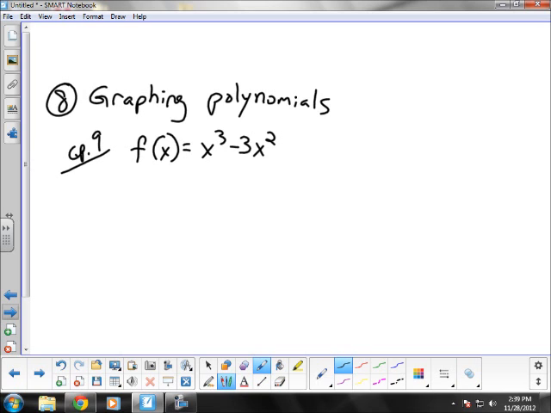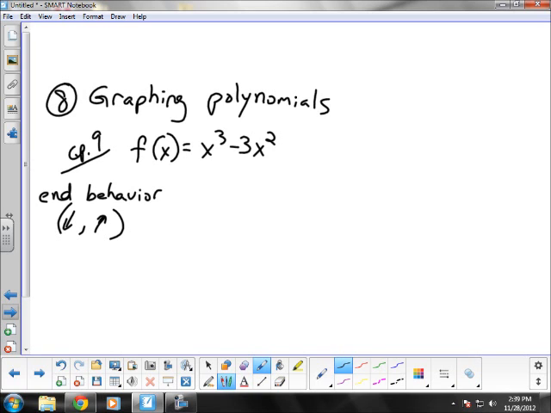So if I find some points, I'm going to be able to draw a line connecting them. We talked about end behavior. What end behavior does this have? It's odd and positive, so it's going to start down and end up.